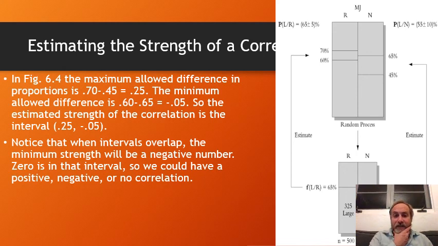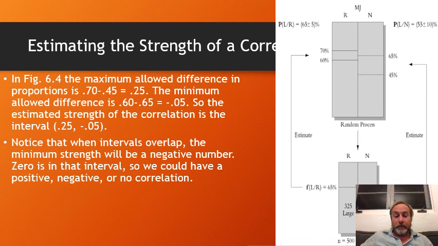Now let's compare that to our example where we had no evidence of a correlation because we had overlap. And there, the biggest possible difference between the reds and the non-reds is 70% minus 45%, 0.25. The smallest is 0.6 minus 0.65, which is actually a negative number, negative 0.05. You can have negatives here. So the estimated strength of the correlation here is the interval between 0.25 and negative 0.05.